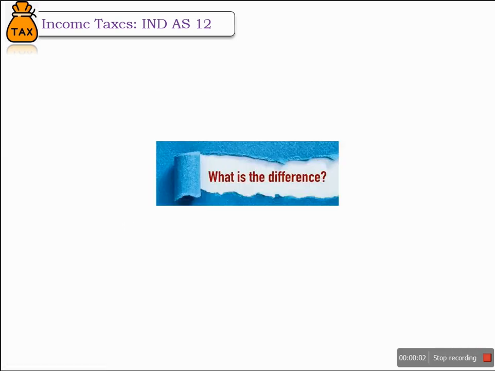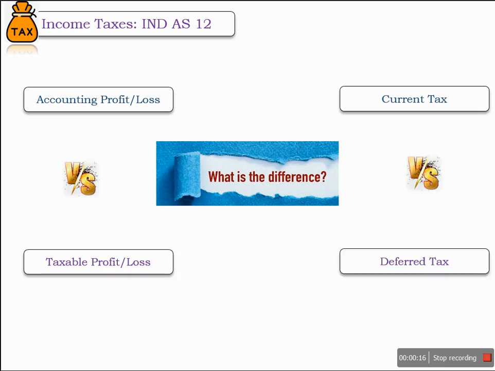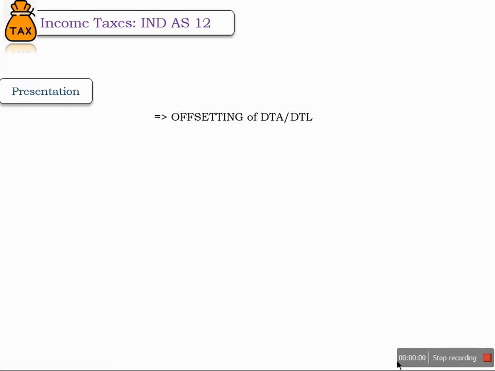To understand IND AS 12, we need to understand some terminology, that is, what is the difference between accounting profit and loss versus taxable profit and loss. And on another side, we need to understand what is the current tax and what is deferred tax. So we need to understand some of these terminology to understand IND AS 12. So let us first discuss what is the accounting profit and taxable profit.